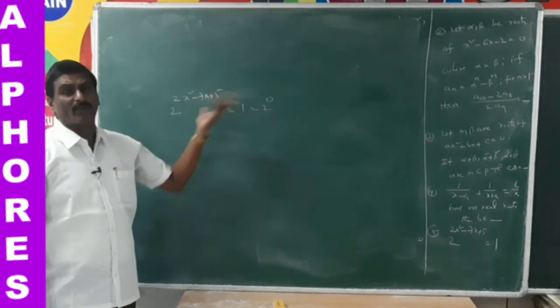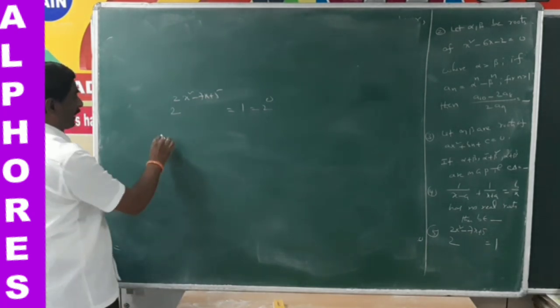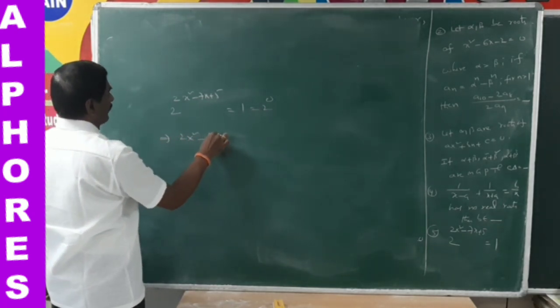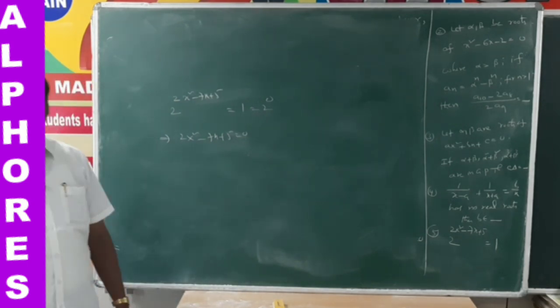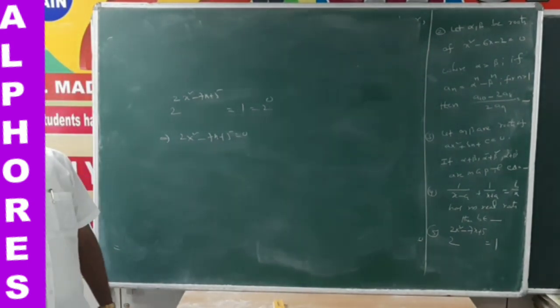So the bases are equal, so the powers are equal. That means 2x² − 7x + 5 is equal to 0. Use the factorization method or x = (−b ± √(b² − 4ac)) / 2a. We get the solution of this equation.